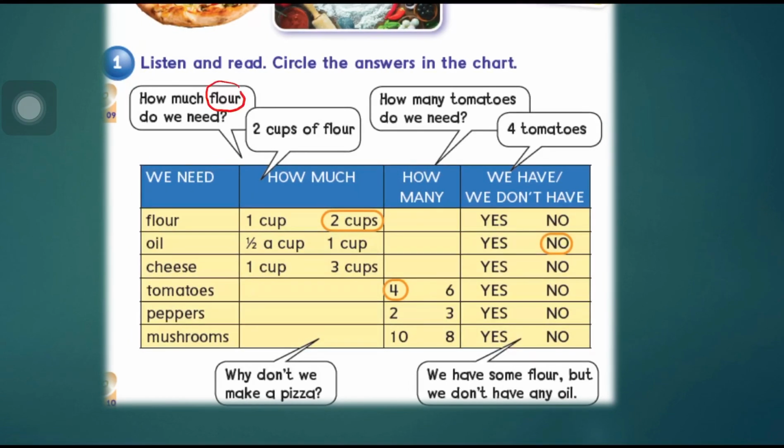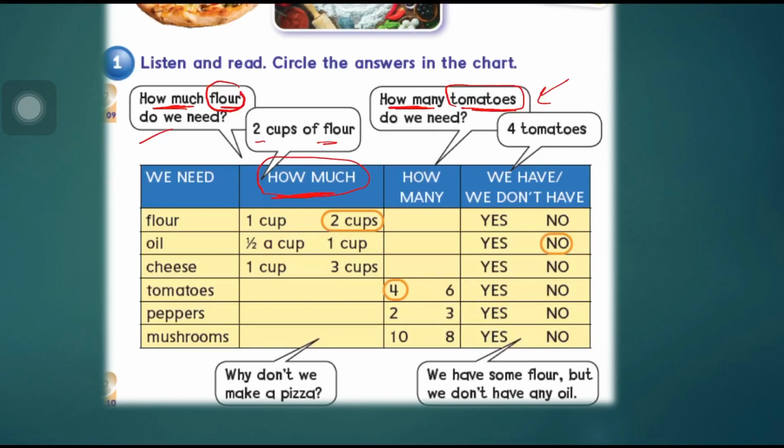بيقول لي how much flour. Look, flour ده لا تعد، فعشان كده قال لي how much. اوكي، how many tomatoes تعد، فعشان كده قال لي how many. اوكي، how much flour do we need، كام دي اللي احنا نبغاه. How many tomatoes do we need. Okay, we can say 2 cups of flour or 4 tomatoes. Okay.